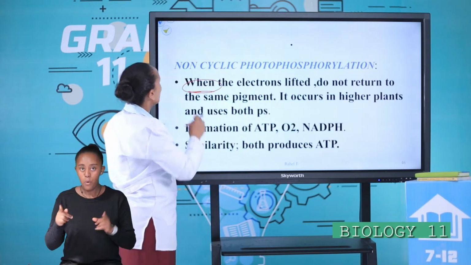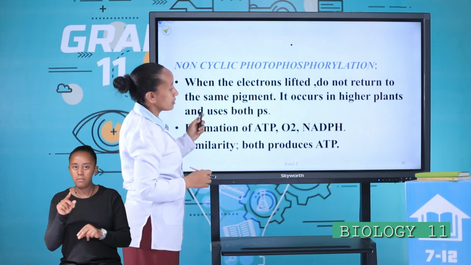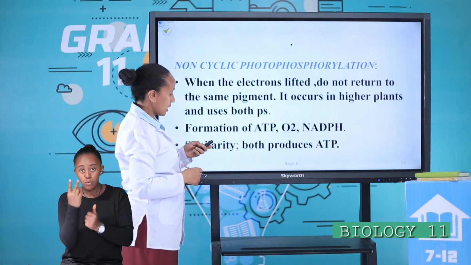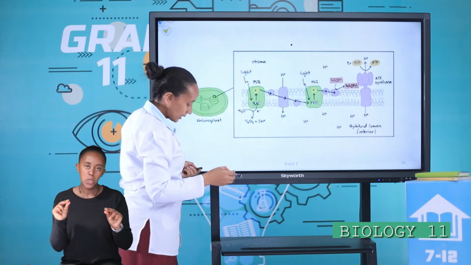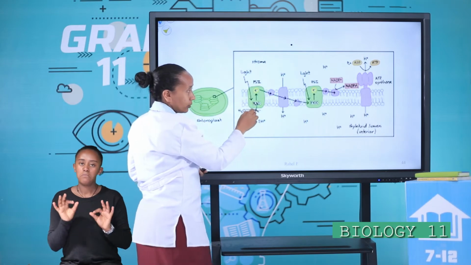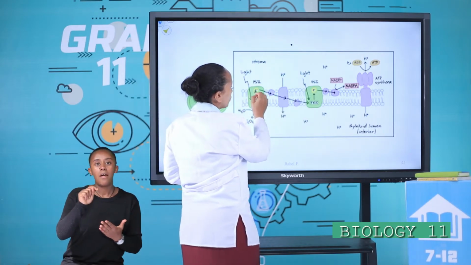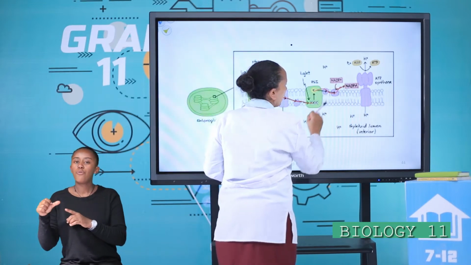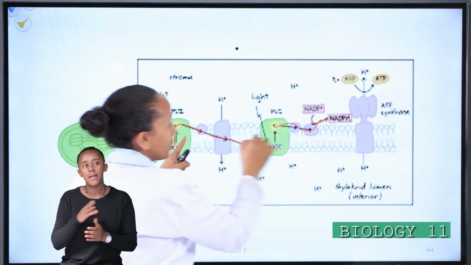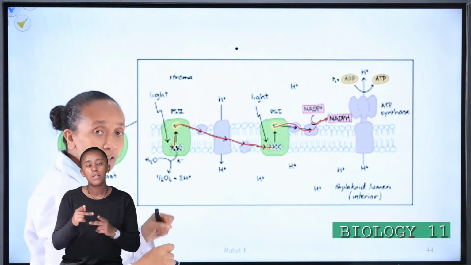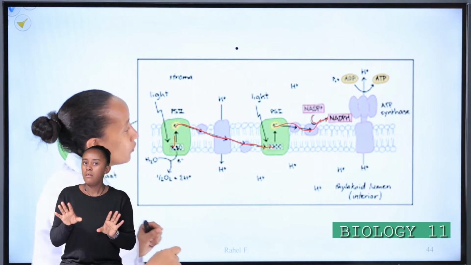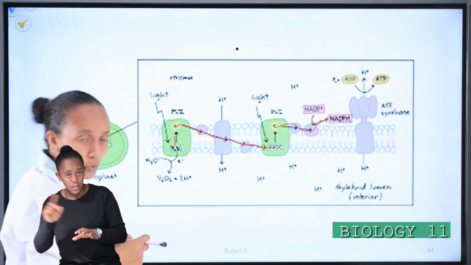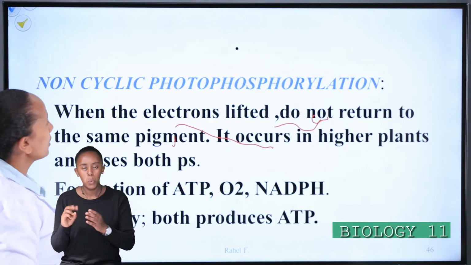When we come to non-cyclic photophosphorylation, in this case, electrons will pass along the two photosystems and there is no more cycling. As you see here on the thylakoid membrane, the electrons will pass from one carrier to the other and they will pass to the last carrier, and we call this process non-cyclic photophosphorylation. In non-cyclic photophosphorylation, as we said, oxygen will be produced, ATP will be produced, and reduced NADP will be produced.